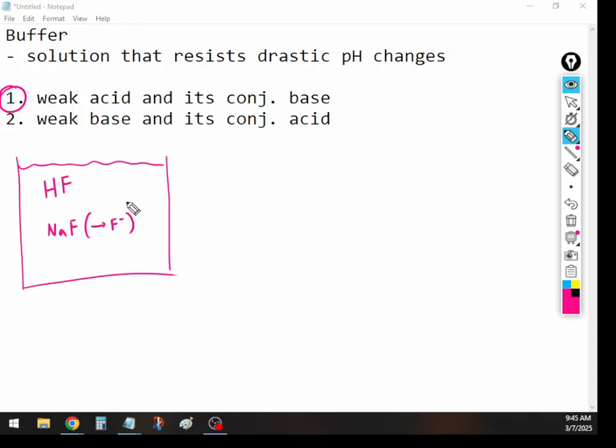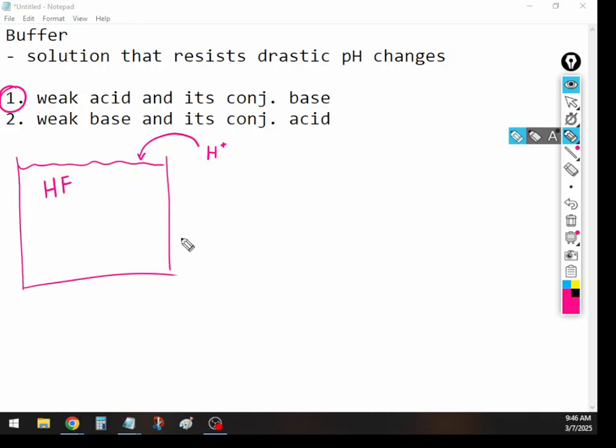So this right here is going to have a certain pH. Let's just say, for example, we're going to add an acid to it. So let's say we add HCl. Actually, let's make it more general, H+, because that's what makes things acidic. So you add H+. If you add H+, you have a solution that has HF and F- inside of it, right?